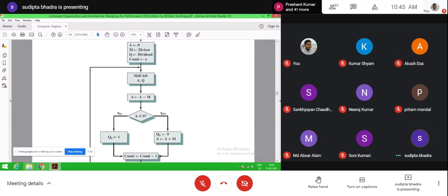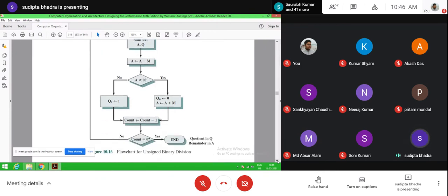If it is able to divide the partial remainder, then the subtraction value will be positive, meaning A will not be less than 0. If the value is negative, then that means m can't divide the partial remainder. Then you have to restore the value of A, because A is holding the partial remainder.